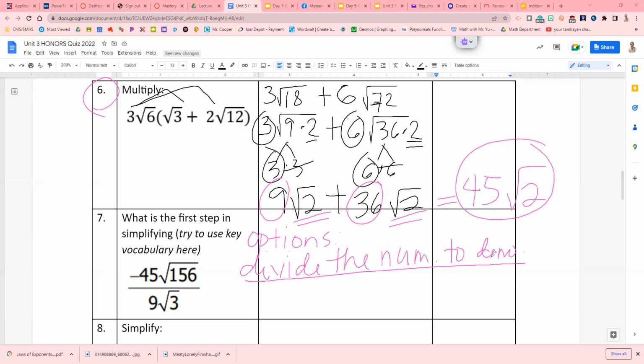Or multiply square root of 3 in both numerator and denominator. So you can say that. So these are the expected answers for the first step.